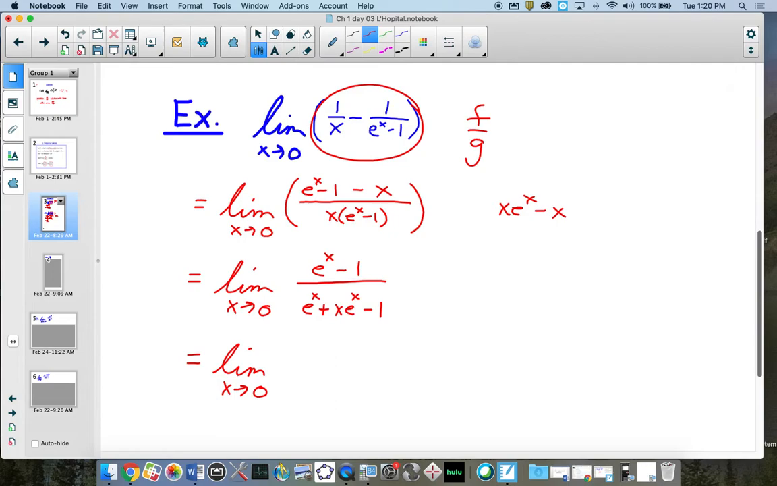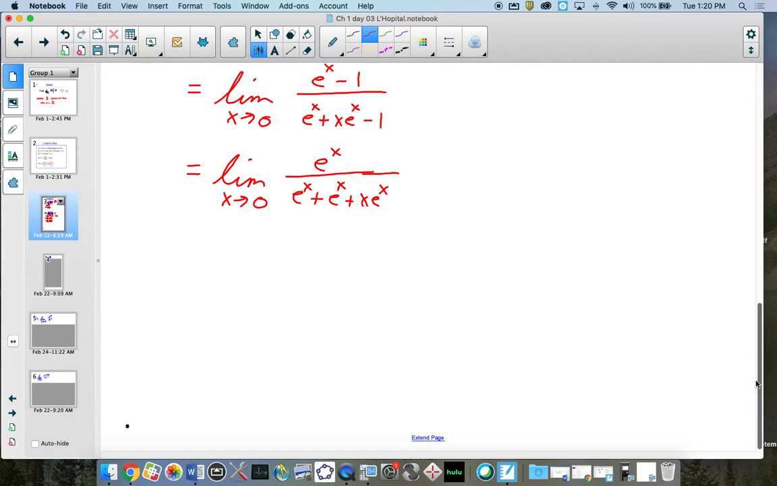So the derivative of the top is e to the x. Derivative of the bottom is e to the x plus the product rule. So that's going to be 1 times e to the x plus x times the derivative of e to the x, and then the derivative of 1 is 0.